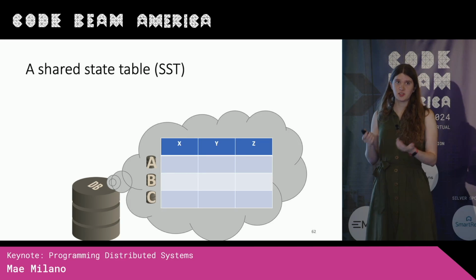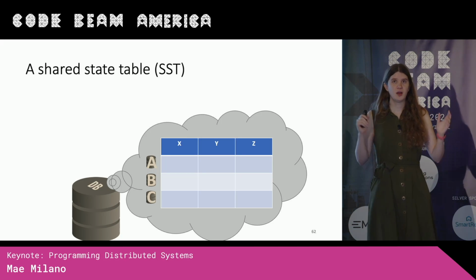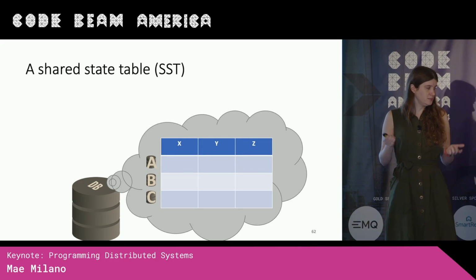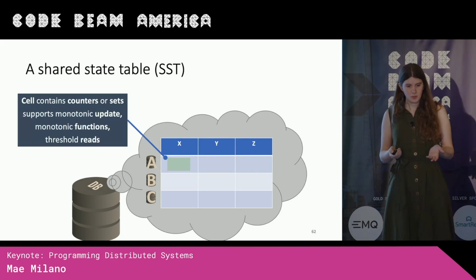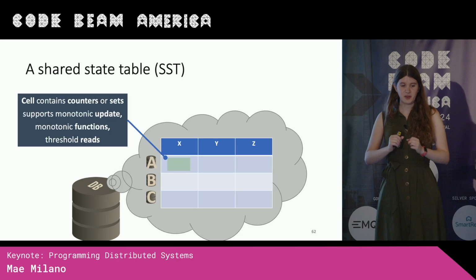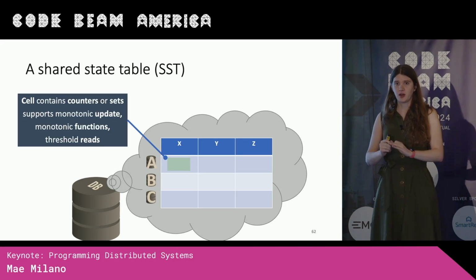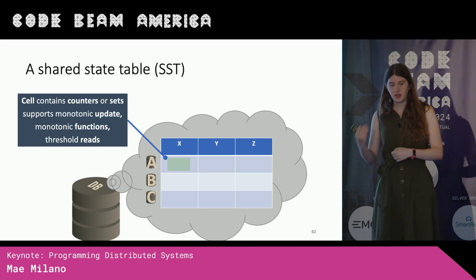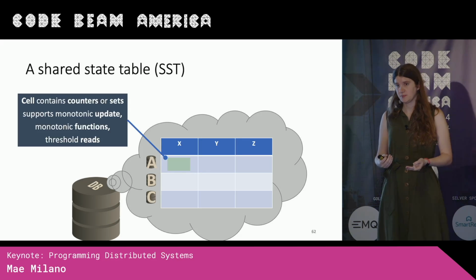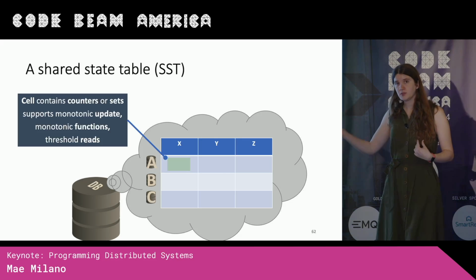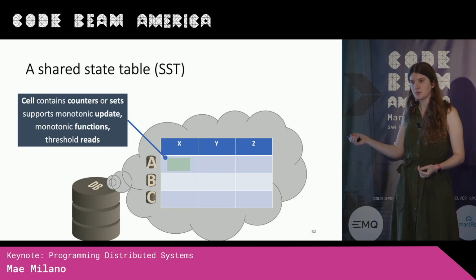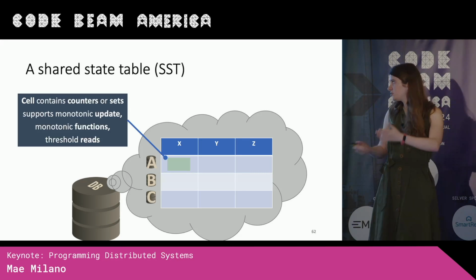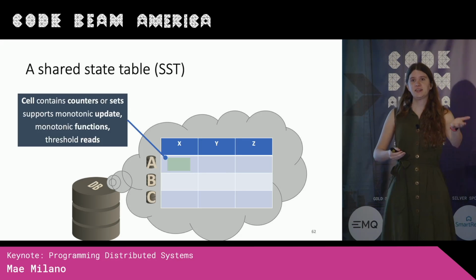We're going to implement this in terms of a single monotonic data structure, a simple shared state table. In this table, cells, individual values, are restricted to containing monotonic objects like counters or sets. That'll support monotonic update functions and threshold reads. Intuitively, columns are going to correspond to individual data items, and rows will correspond to individual replicas. So the top left here says the value of X at A.